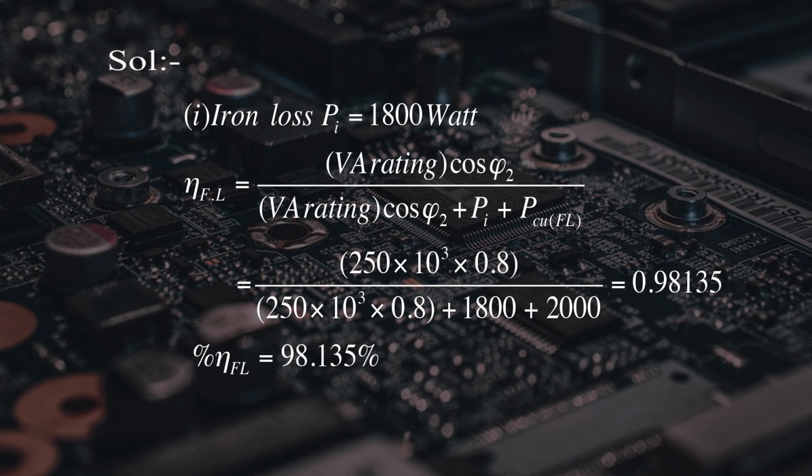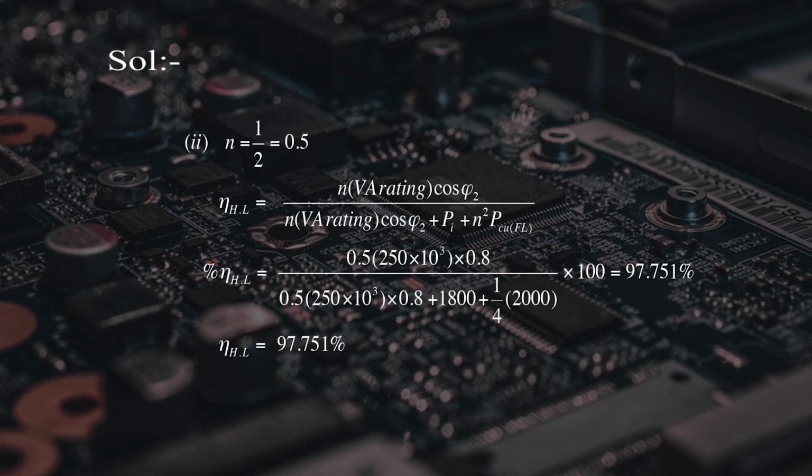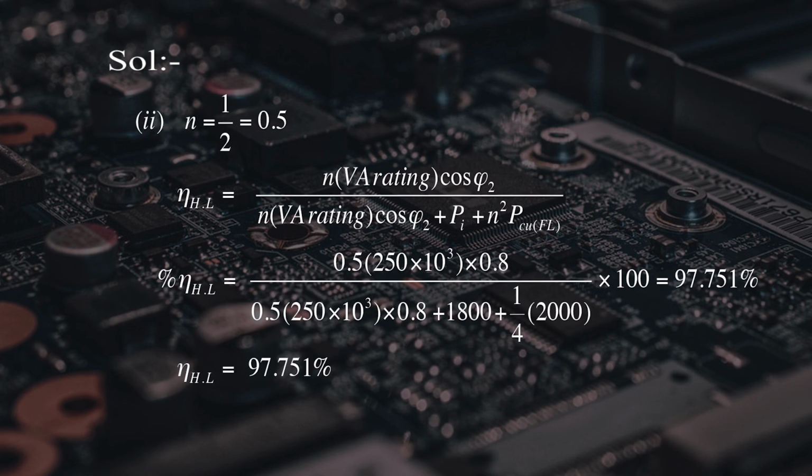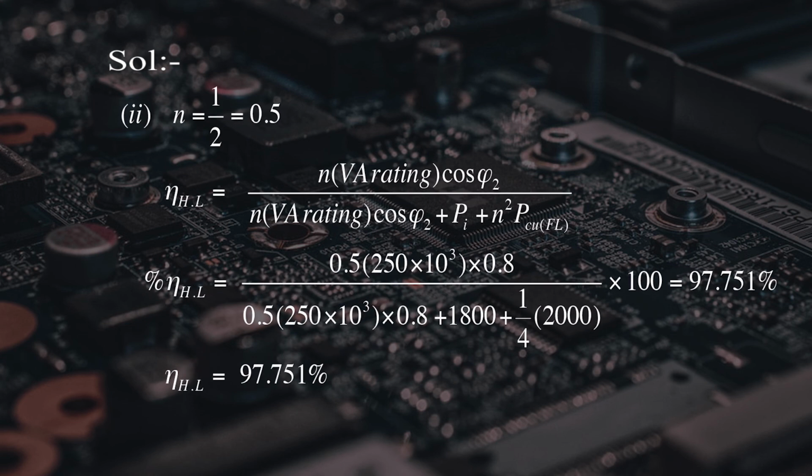So this efficiency at full load can be written as 250 into 10 to the power 3 multiplied by 0.8 upon 250 into 10 to the power 3 multiplied by 0.8 plus 1800 plus 2000. So it comes 0.98135. So you can say efficiency at full load is equal to 98.135%.